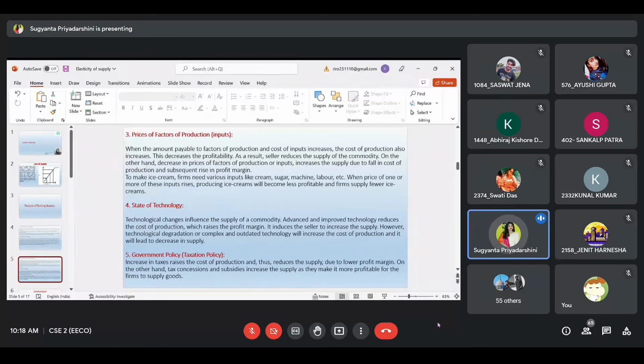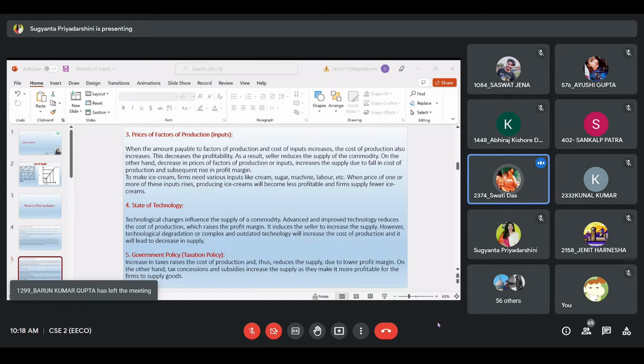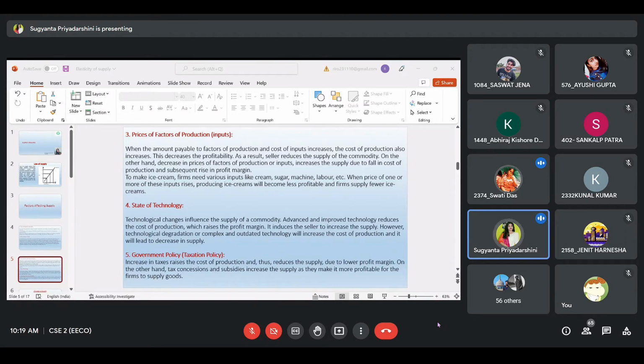and government policy. Starting with the first one, that is price of factors of production. So what do you understand by factors of production? Can anyone tell me? The factors of production means factors affecting production, or you can say, is it affecting or used in production? Ma'am, used in production. Basically, inputs that are put into production. Very good, very good.